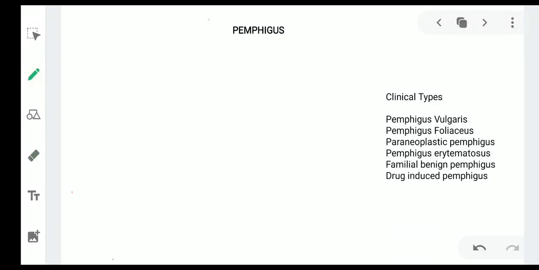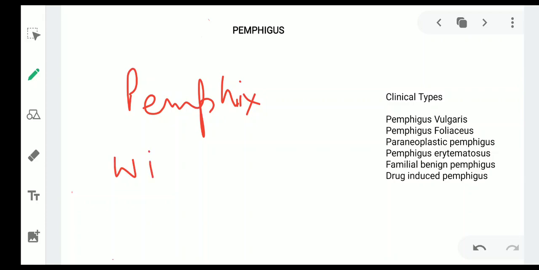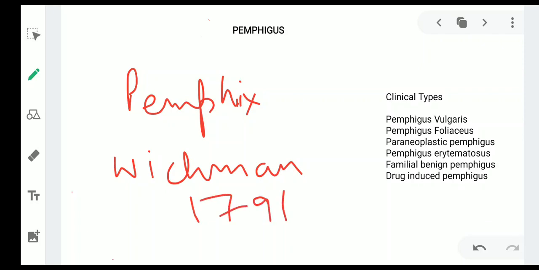The word pemphigus came from a Greek word, pemphix, which means a bubble or a blister. It was named by Wickman in 1791. It is basically an autoimmune disease.